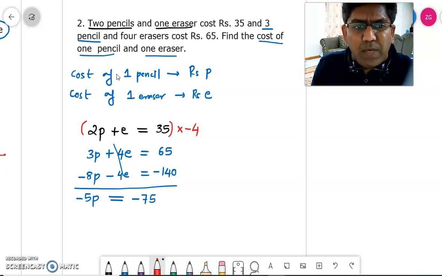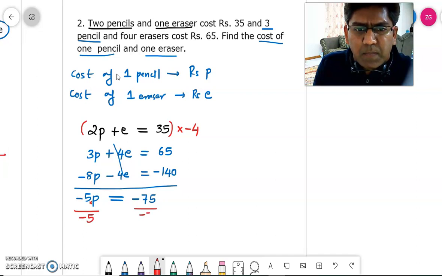Now I need to eliminate minus 5. Minus 5 and p are in multiplication relation. So what we have to do is divide both sides by minus 5. So minus 5 and minus 5 will cancel. I'll get here p equal to, negative negative will cancel, 75 divided by 5 is 15. So the cost of one pencil is rupees 15.